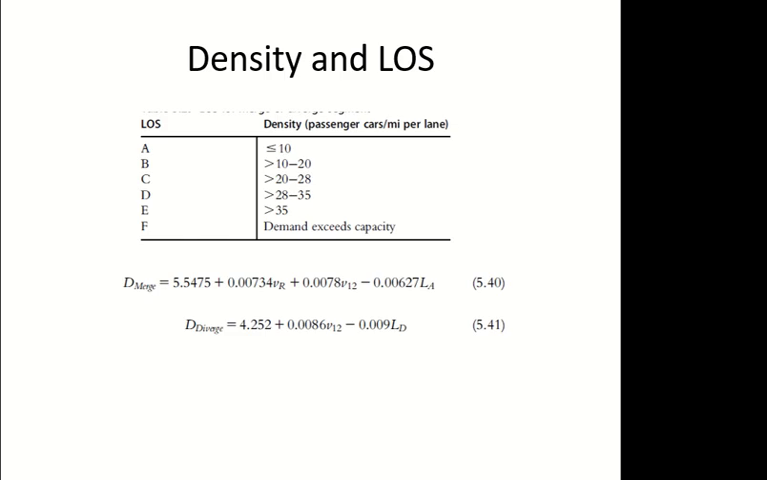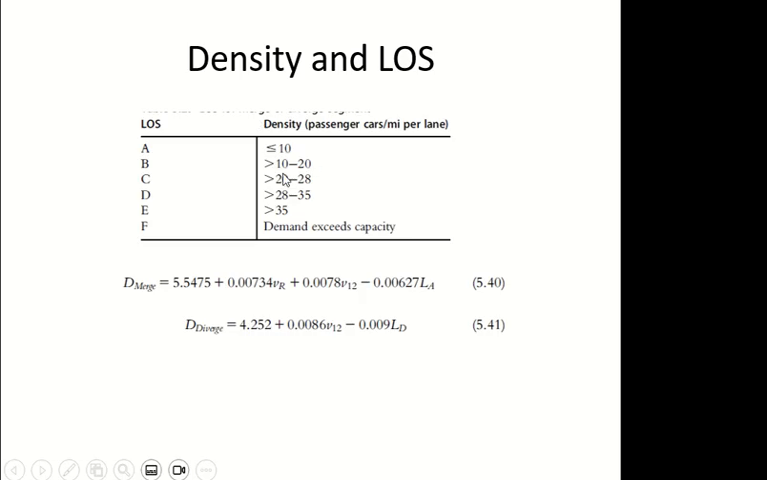Once you have done all the checks, then you can move on to calculate the density. The density for the merge section will use this equation, for the diverge section will use this equation. And based on density, you can find out the level of service. The same table, or similar table, which we have used for basic freeway segment.